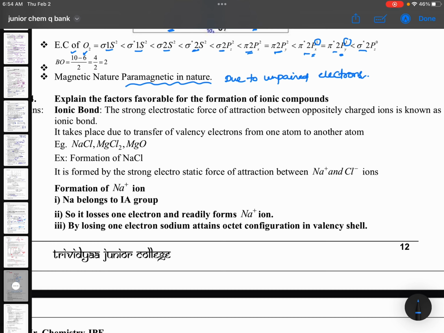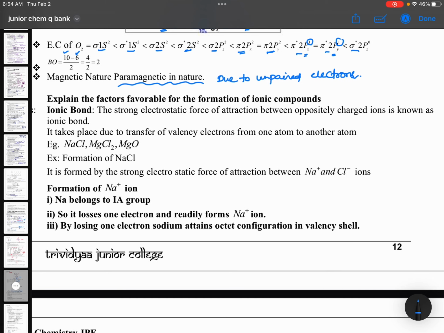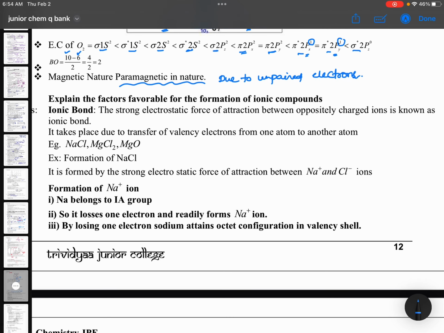Explain the factors favorable for the formation of ionic compounds, right? Ionic bond: the strong electrostatic force of attraction between oppositely charged ions is known as ionic bond. It takes place due to transfer of valence electrons from one atom to another atom. NaCl, MgCl2, MgO are the examples. NaCl is formed by the strong electrostatic forces between Na+ and Cl- ions.